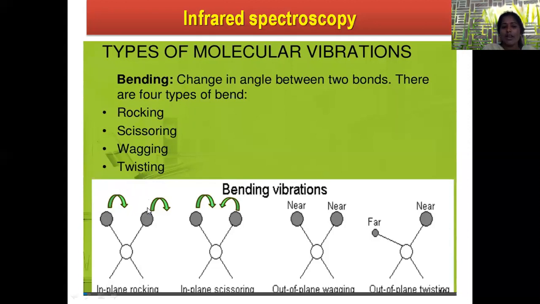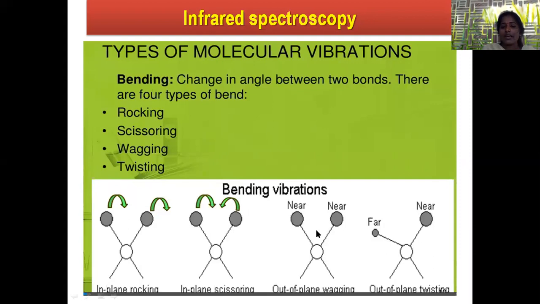Rocking is when two bonds are moving in only one direction, just like a pendulum. In-plane rocking means two atoms are moving in one direction. Just like a pendulum, these bonds are moving, so rotation to one side is possible. Scissoring is when two bonds come inside and two atoms go outside. One is towards the right-hand side, the second towards the left-hand side. Just like scissors, both move in opposite directions, coming inside and going outside at the same time. That is called scissoring.